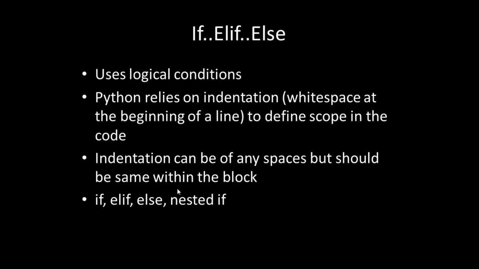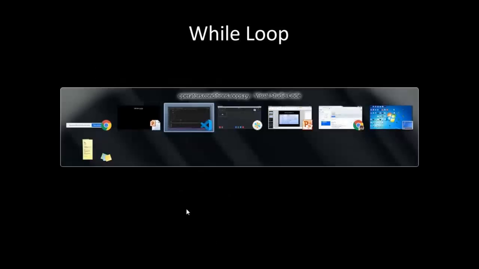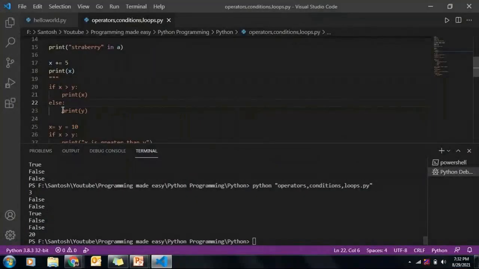So here we have the if statement, elif. Elif is the same as else if that we use in any other programming language. So here we call it elif, then else, and then nested if. Nested if is nothing but having if conditions within if conditions. So that is what the nested if condition is all about. Now, before we get into the while loop, let's see if conditions in operation.